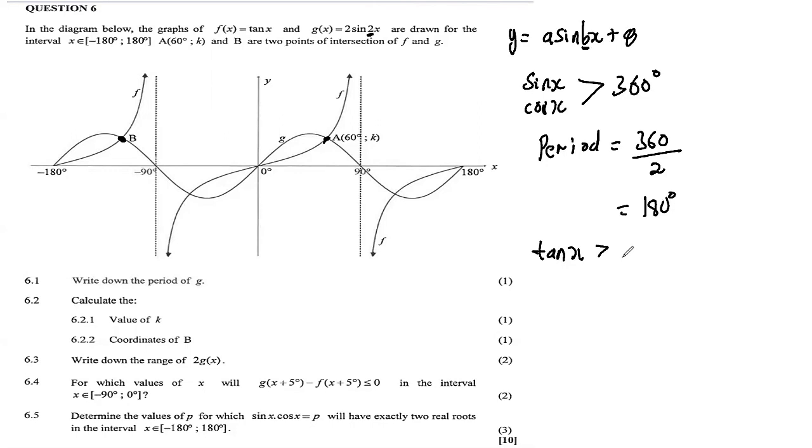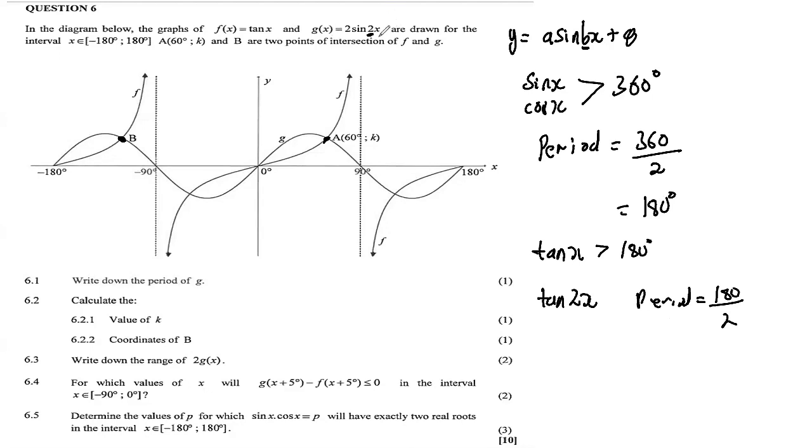The original mother graph for tan x has a period of 180 degrees. So if you had 2 tan 2x, for example, then the period is 180 degrees divided by the number in the position of b. That means the 360 is not applicable for tan, mainly because tan has a period of 180 degrees. So be careful with tan, but if you are working with sine and cos, then you simply say 360 divided by whatever number is there.